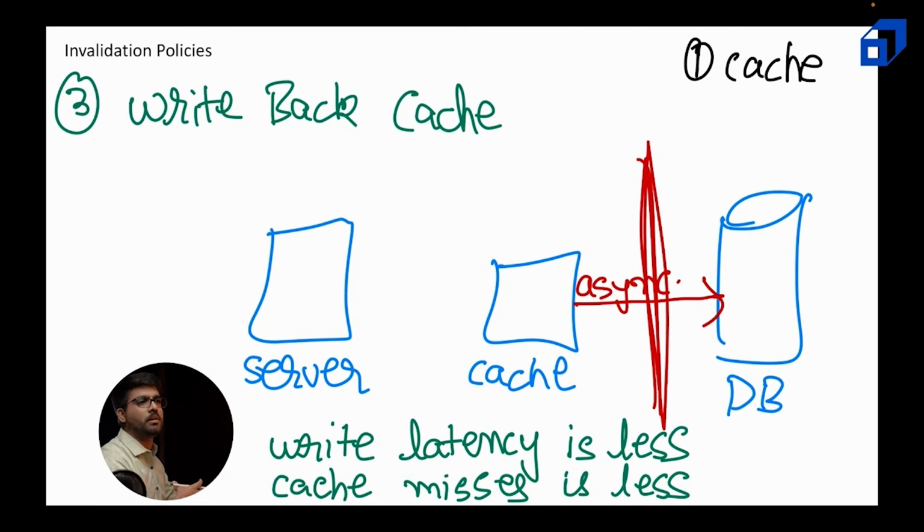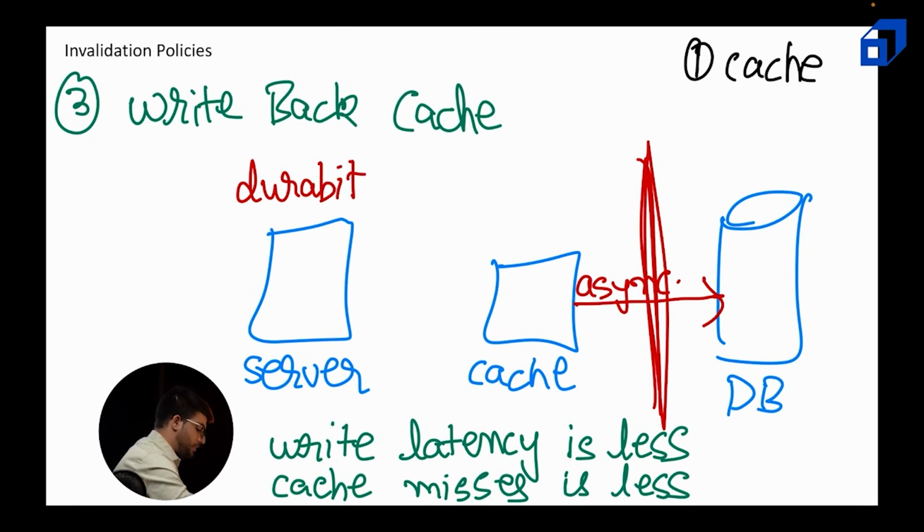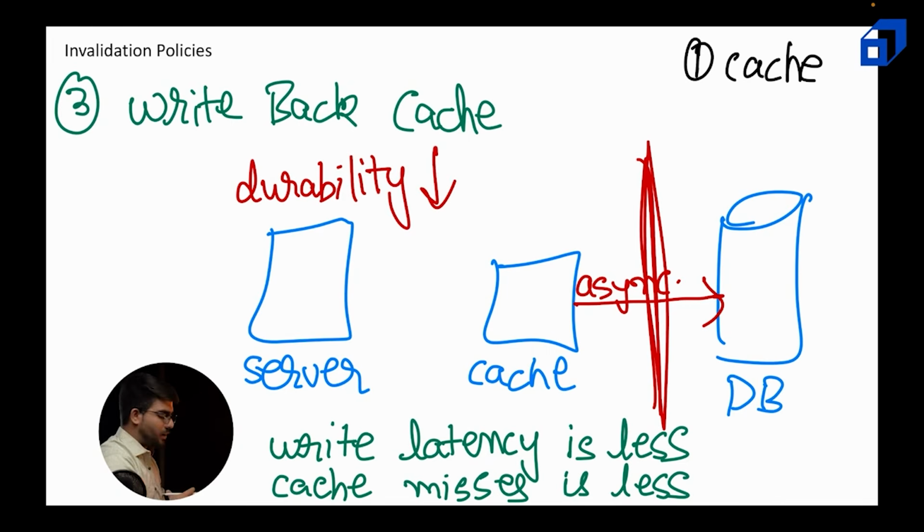Now this is going to be a lot more crucial in banking systems or defense related systems where the durability of the information is a lot more vital. Durability is an issue which must be considered whenever we are thinking of an invalidation policy. Durability is less.